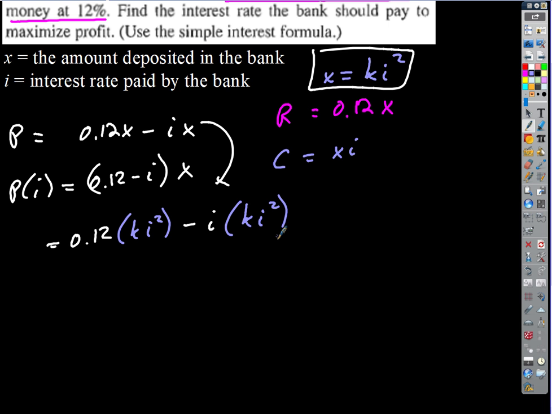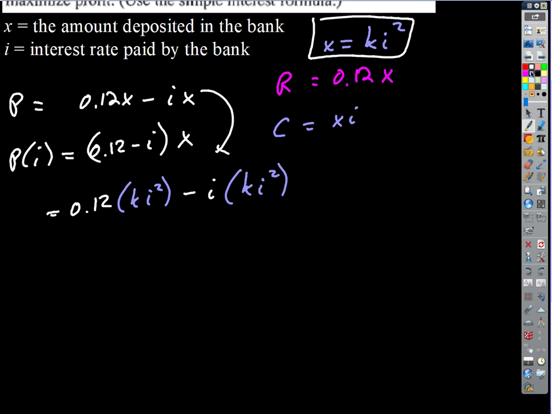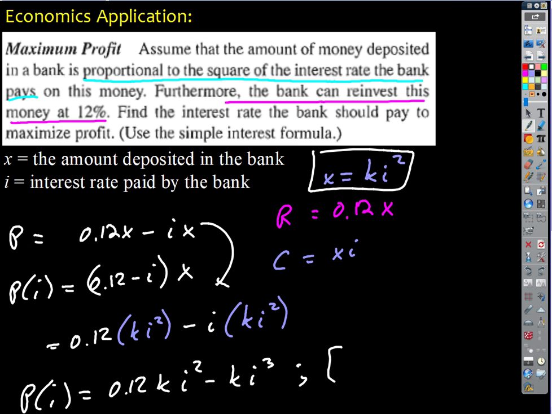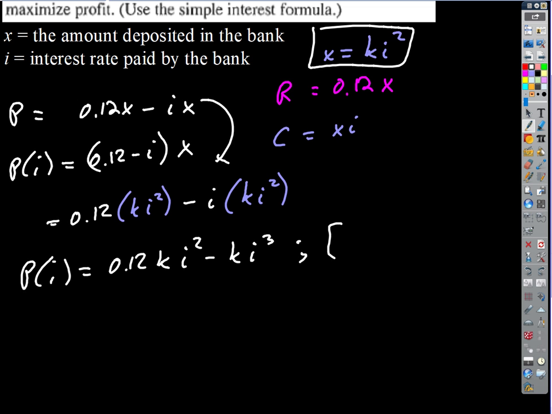Okay, and there we're going to get a function with only i's in it, right? So we get p of I equals 0.12 k I squared minus k I cubed, right? What would be a reasonable domain for I? We probably don't want to charge a negative interest rate. We want to make some money. Right? So anything above 0.